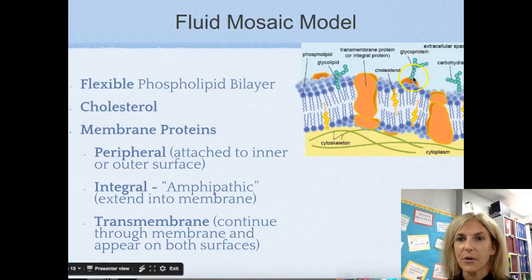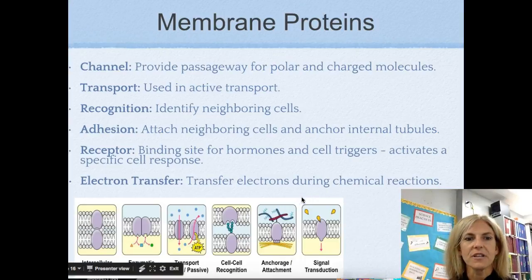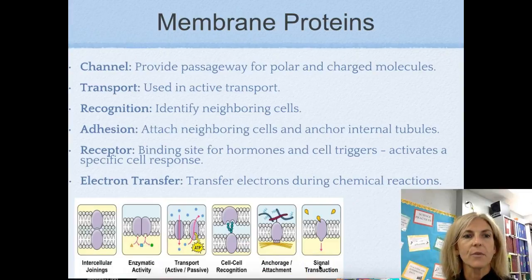Here you see a glycoprotein, so you see the carbohydrate that is attached to it. Remember, we said those serve for cell recognition. So what are some things those proteins do? Down here at the bottom, I have graphics of each of them, but we're probably most familiar with the channel proteins and the transport proteins.